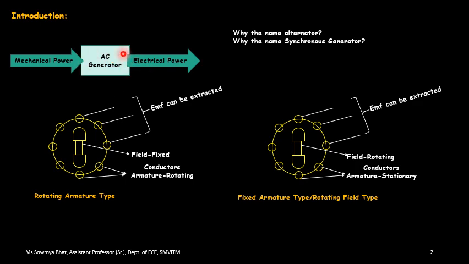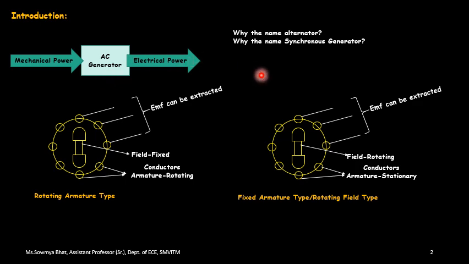So if I call it an AC generator, it accepts mechanical power as an input and gives us electrical power as output. AC means it will have an output of AC three-phase power. So this is the concept of an AC generator or an AC machine. So why the name alternator or synchronous generator?